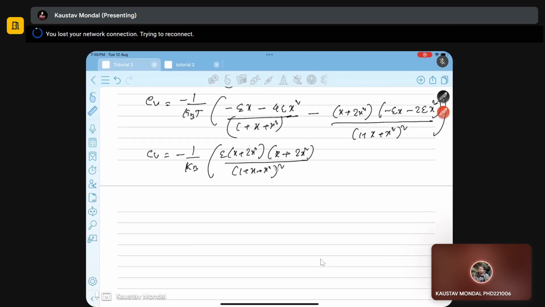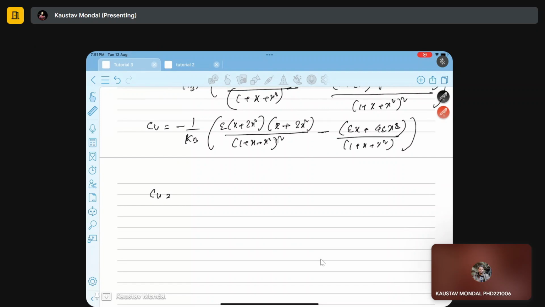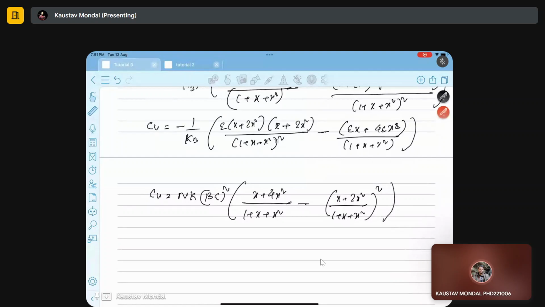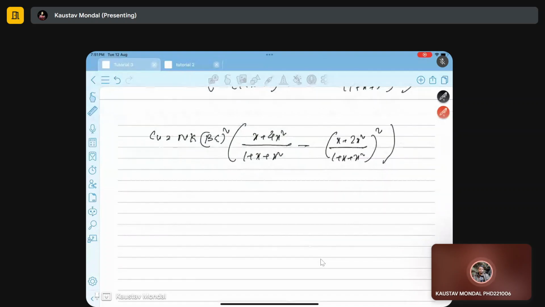So Cv would become, if you simplify it more, N k beta squared times [(x plus 4x squared) over (1 plus x squared) minus (x plus 2x squared) over (1 plus x squared) whole squared]. So this is the expression of Cv we basically got here. Okay, so we got a familiar expression of the Cv.